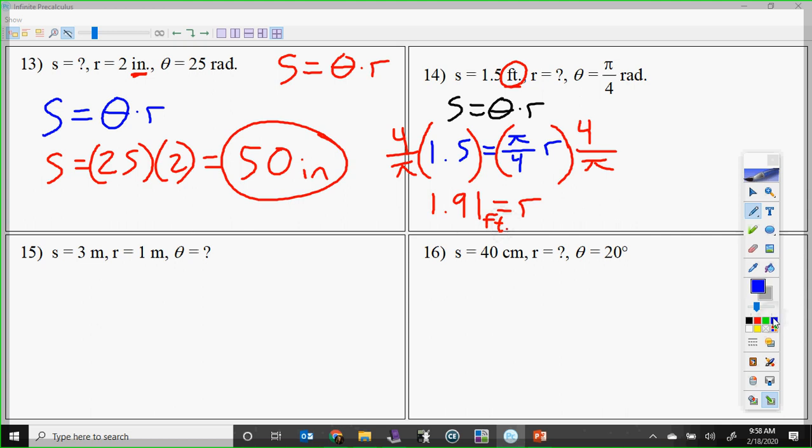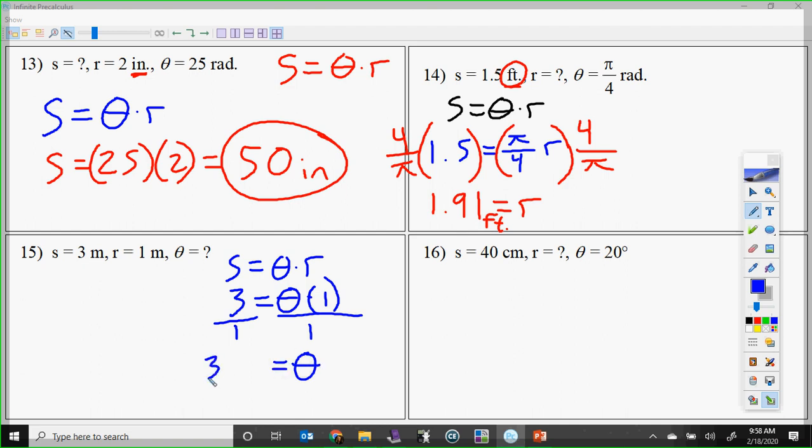Moving on down here, I have S equals theta times R. My S is 3. I don't know theta. My R is 1. Divide both sides by 1, and I get my theta is 3, and then my units are radians. 3 radians.